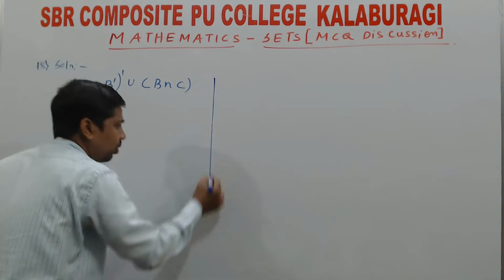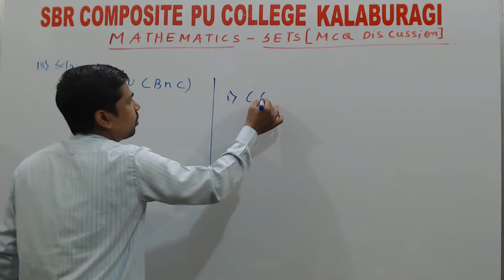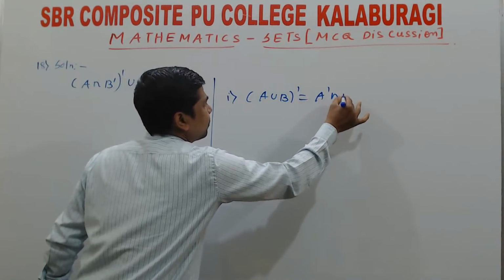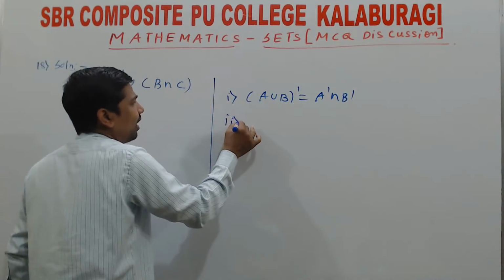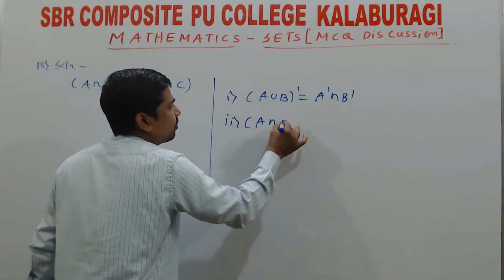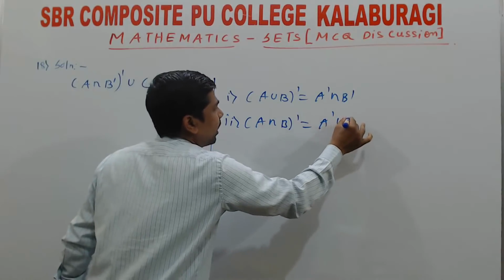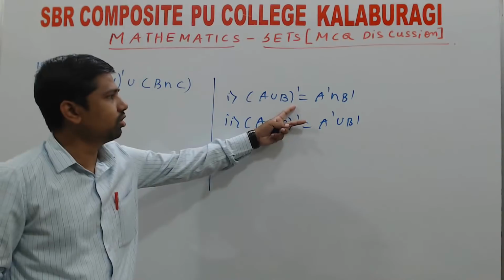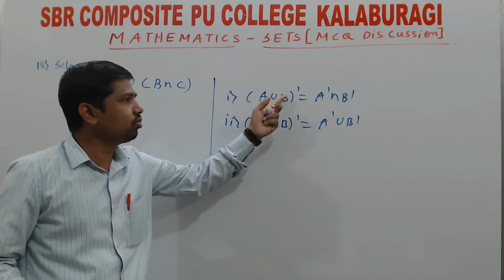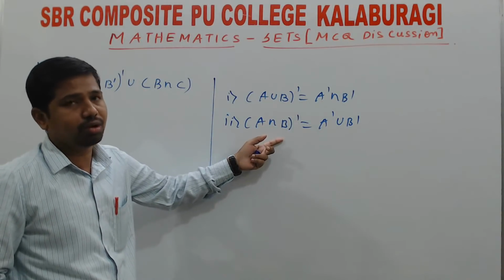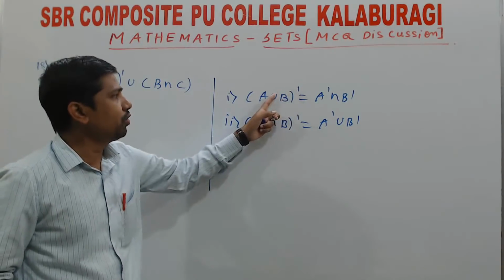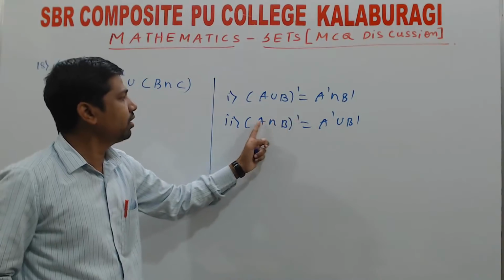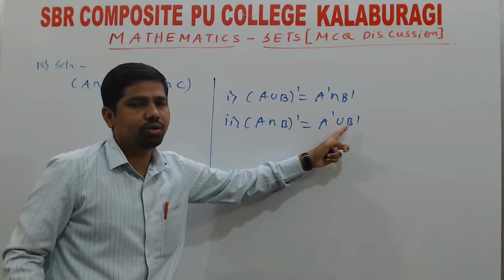So we should know De Morgan's law. So what is De Morgan's law? (A ∪ B)' is equal to A' ∩ B', and (A ∩ B)' is equal to A' ∪ B'. So for any two sets, it satisfies these two relations. These two relations are said to be De Morgan's law. The complement of the union of two sets is equal to the intersection of their complements, and the complement of the intersection of two sets is equal to the union of their complements.